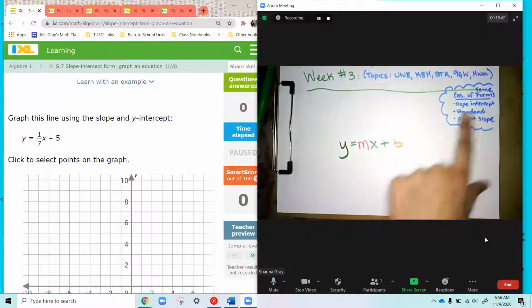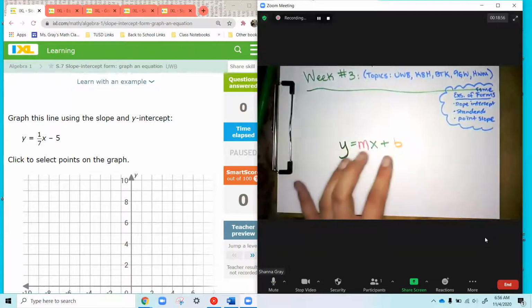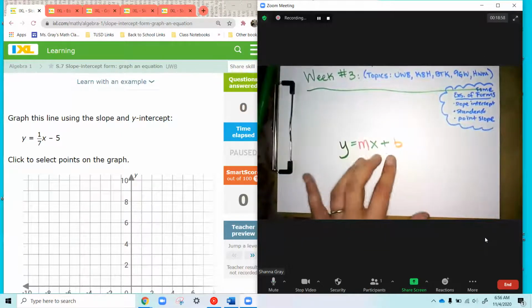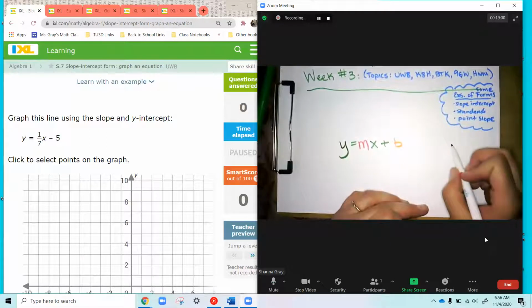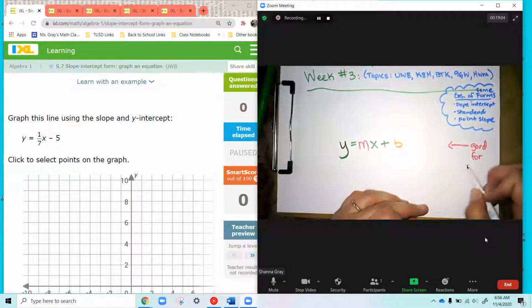Some of the forms you can use are slope-intercept, which is what we start with. Then we'll also talk a little bit about standard and things like point-slope form, and you'll hear about those. But slope-intercept form specifically is good for graphing. This one helps with making graphs.